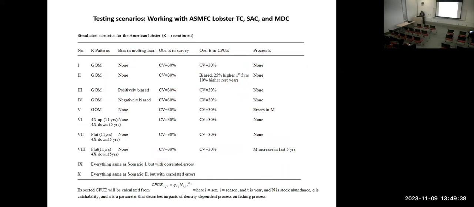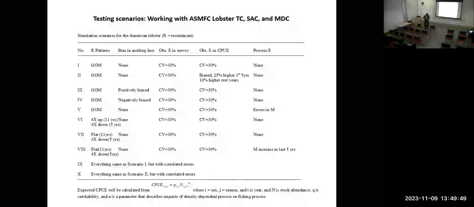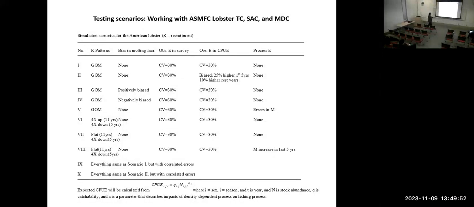American lobster is actually assessed and managed by an agency called the Atlantic States Marine Fisheries Commission, based in Virginia, actually Northern Virginia. So we worked with a working group, and we developed 10 scenarios to look at how this model performs. You see all the names involved: what happens if we introduce a bias in molting increment, what happens if we introduce errors in the survey data, and in the fishery data, and what happens if we have process errors, like natural mortality, for example.